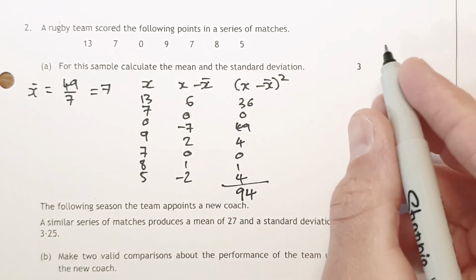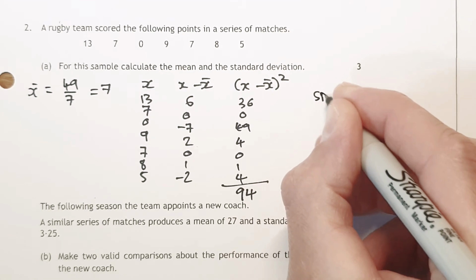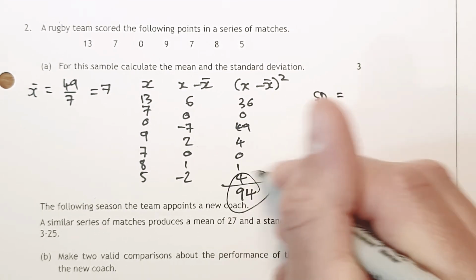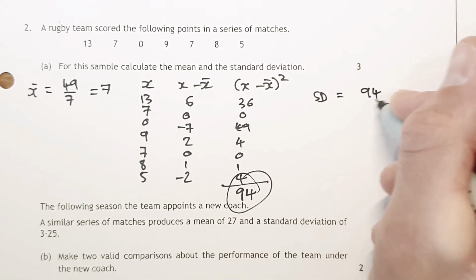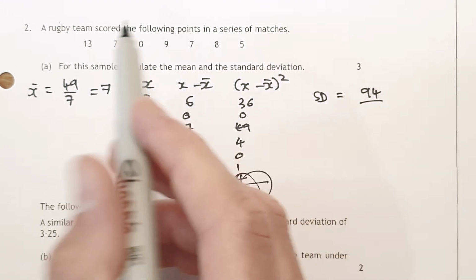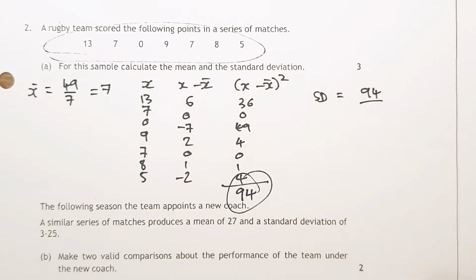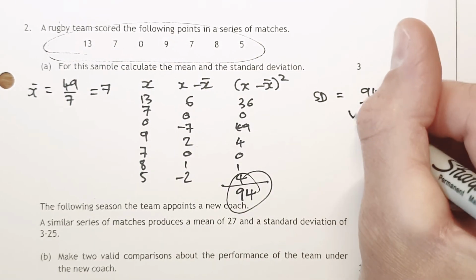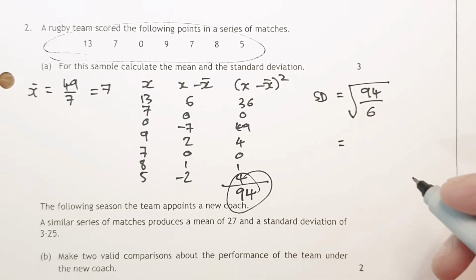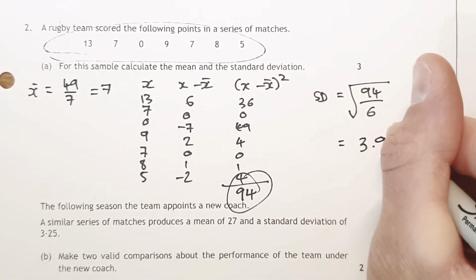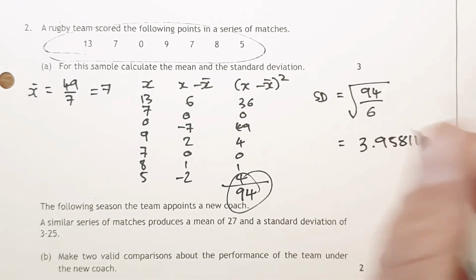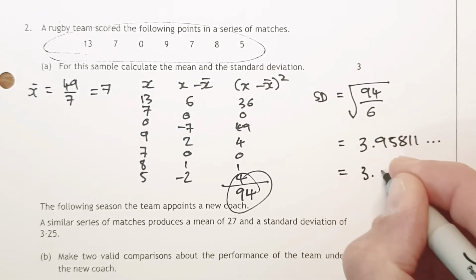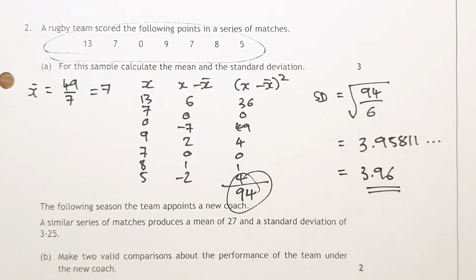So using the standard deviation formula, it's the sum of x minus x bar all squared, which is 94, divided by n minus 1. N, there's 7 items of data there. Subtract 1 is 6. You've got to square root all of that. And that comes to 3.95811, etc. And we're just going to round that to 3.96 as our standard deviation.